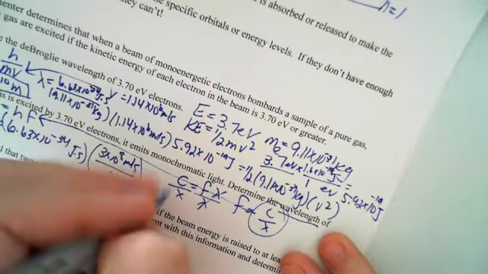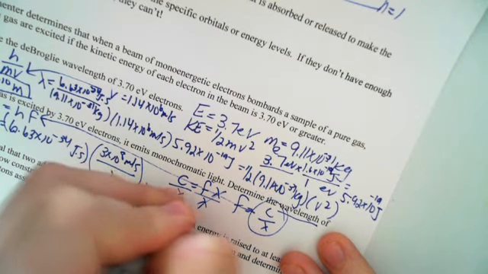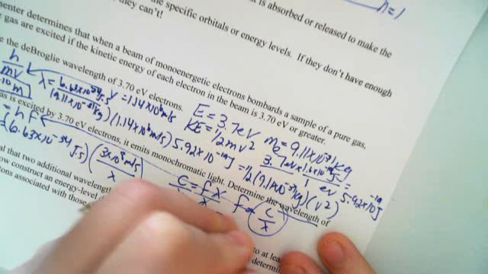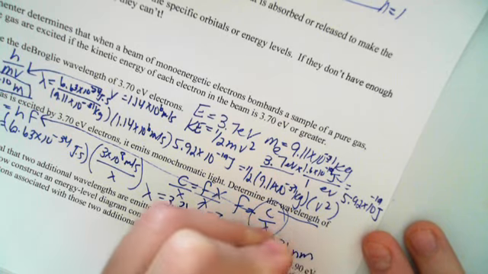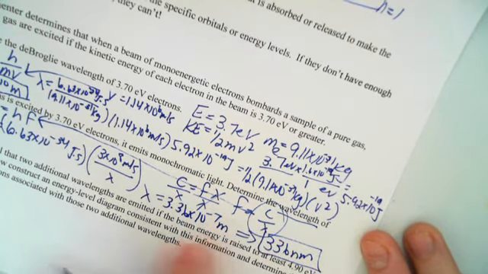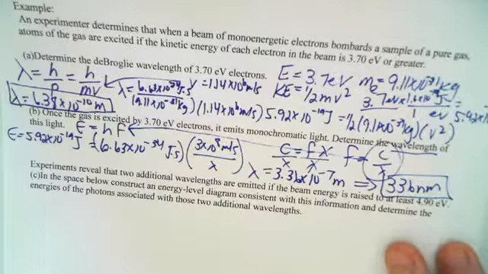And when we solve for lambda, we get 3.36 times 10 to the minus 7th meters, which is the same thing as 336 nanometers. On the AP exam you don't have to convert that, but sometimes it's just easier to see.